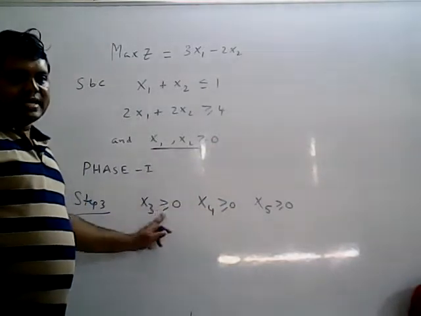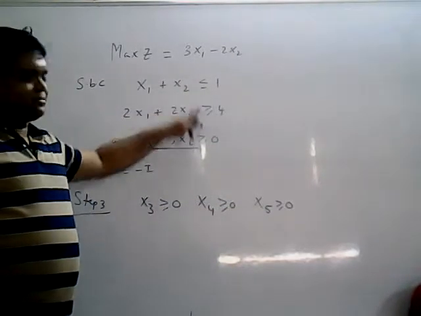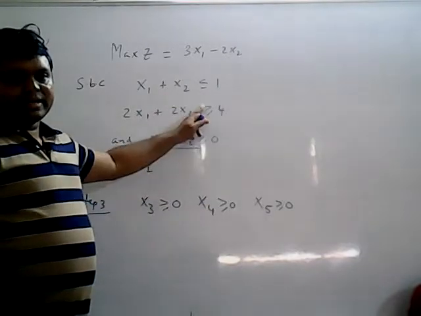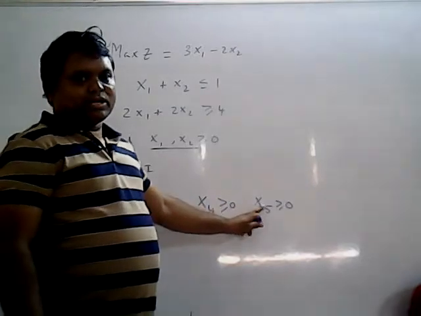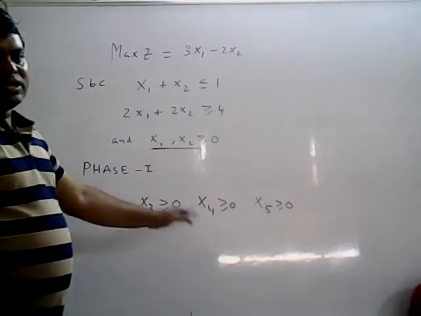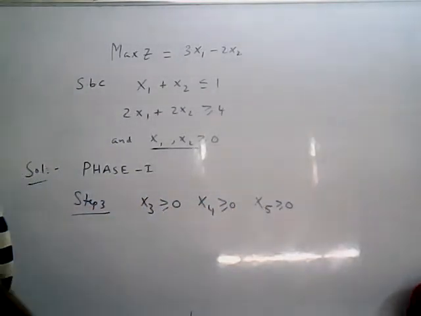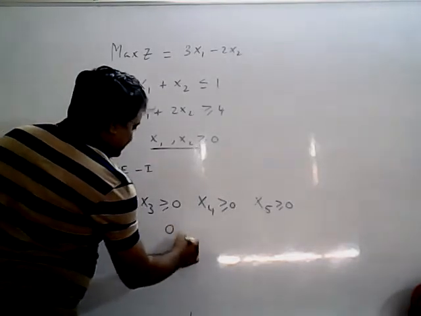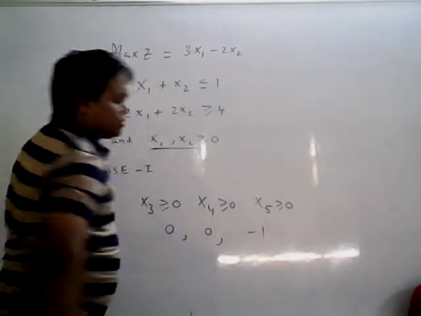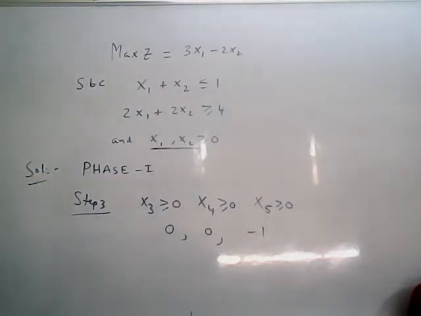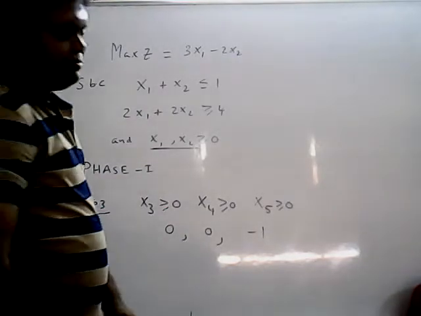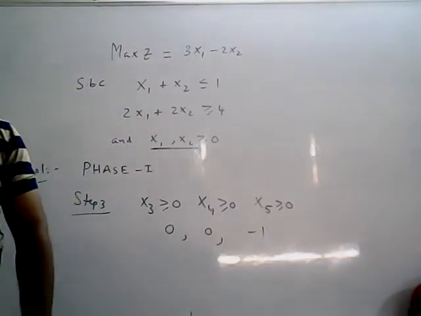Slack variable is used only for the less than or equal type constraint. For the greater than or equal type constraint, you require a surplus variable. Whenever a surplus variable is used, you require one artificial variable. And put the costs of these variables as 0, 0, minus 1 respectively in the objective function.